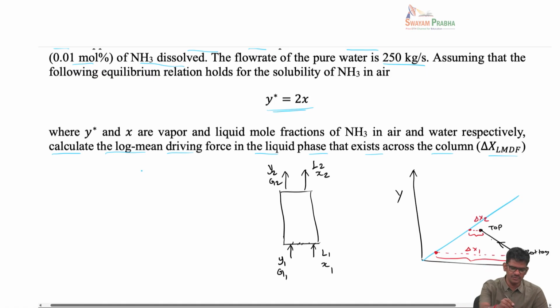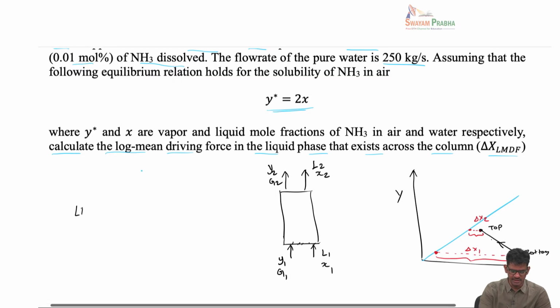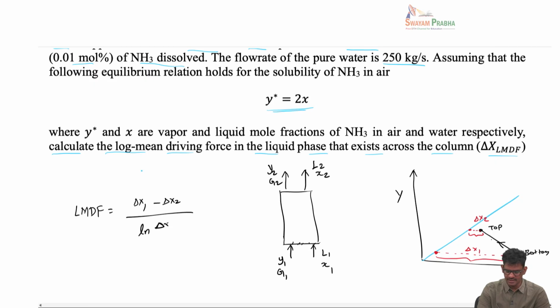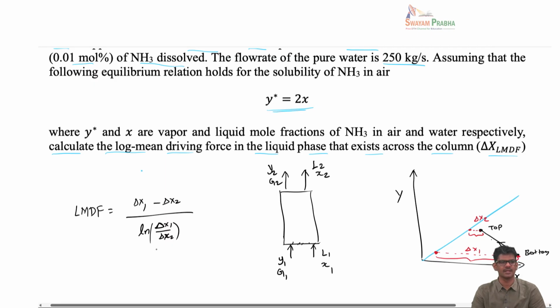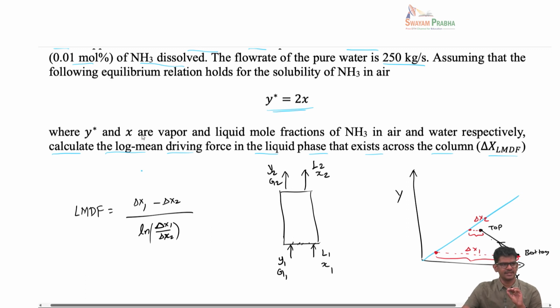Now the log mean driving force, LMDF, is basically (delta x1 minus delta x2) over ln of (delta x1 by delta x2). This is what we have to find out. So if you look at this problem, all the things are given for you to find what is going to be the x2, y2.